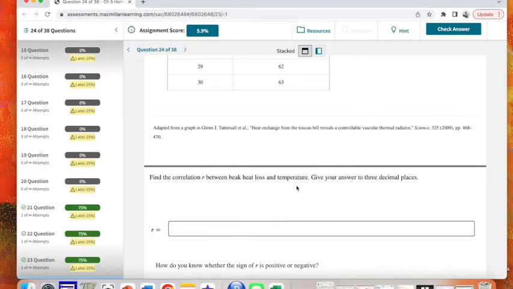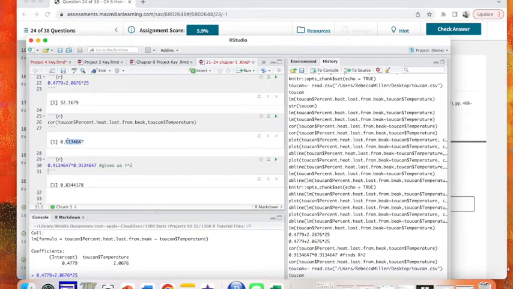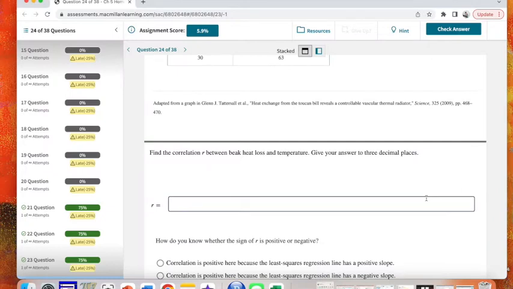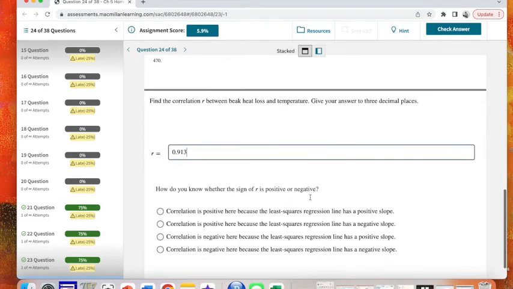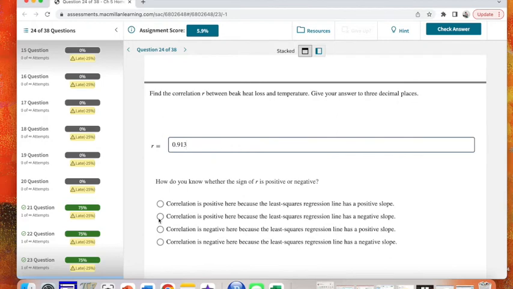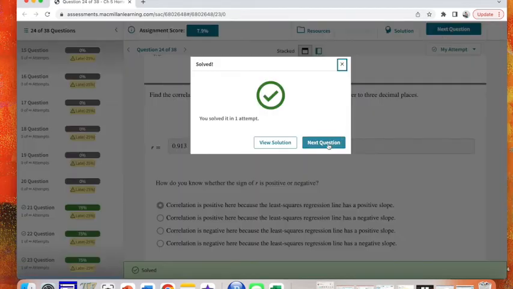Next, I want to find the correlation R between heat loss and temperature. Give your answer to 3 decimal places. Well, we actually already did this when we were trying to solve the last problem. It's 0.913. And then, do we know whether the sign of R is positive or negative? Well, our correlation is positive because the least squares regression line has positive slope. So this is going to be our correct answer. We'll check this. Good job.